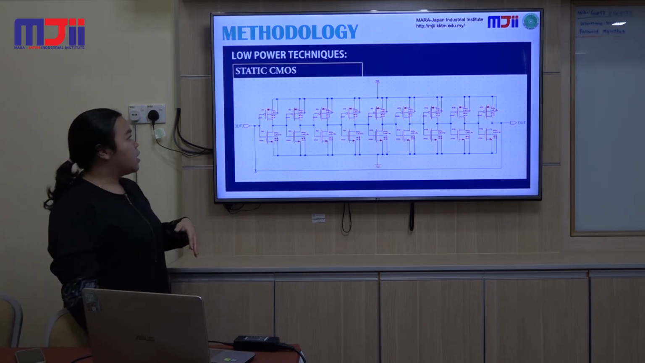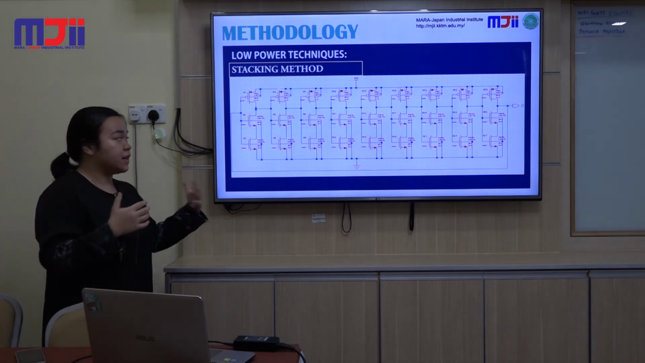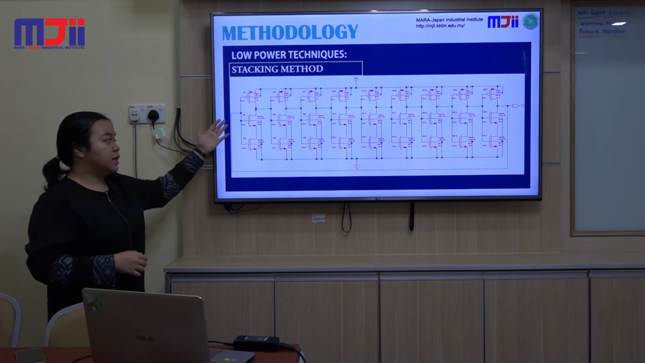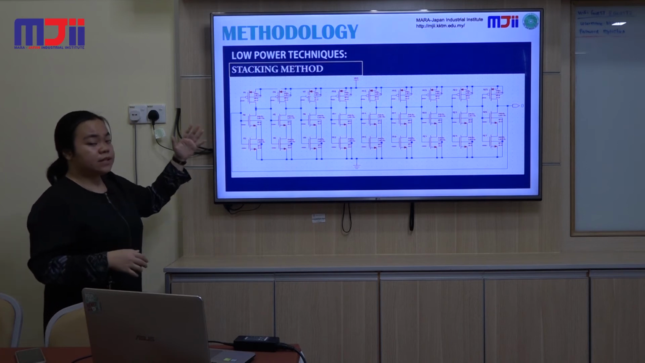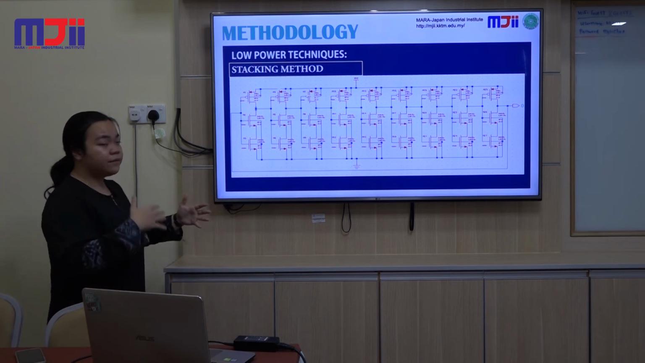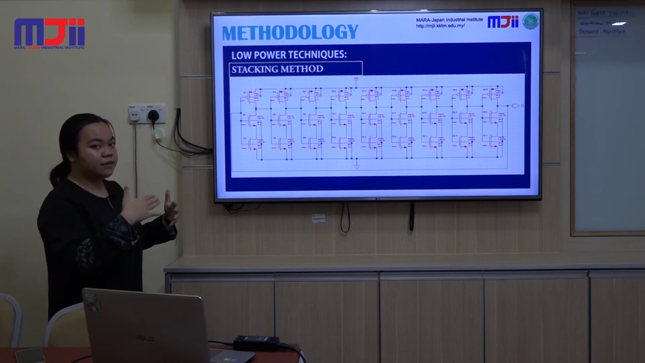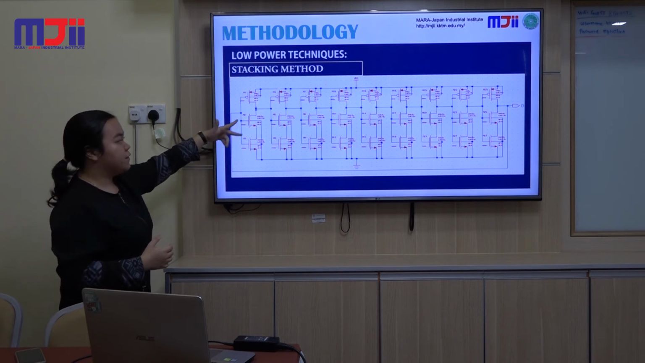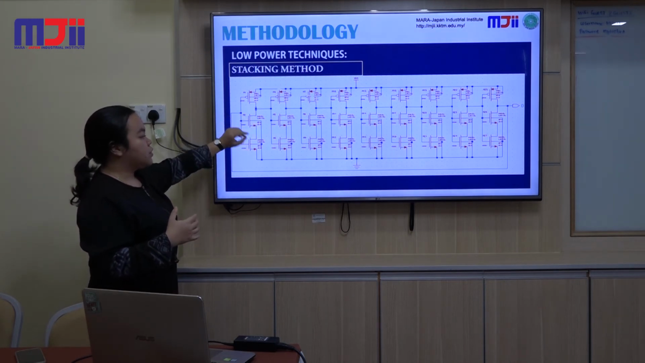Okay, next, moving on to my stacking method. What makes the stacking method different from the static CMOS method is that I add another NMOS transistor to the NMOS just now. If you can remember, my PMOS has a width of 2 micro, and my NMOS for the static has a width of 1 micro. However, for the stacking method, since I add 1, the value of NMOS is half of the original value. So now my NMOS value is 0.5 micro. So I divide it into 2. Essentially this is basically 1, but with the stacking method, I divide into 2, so it has 2.